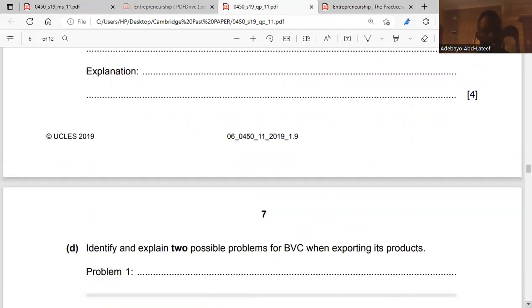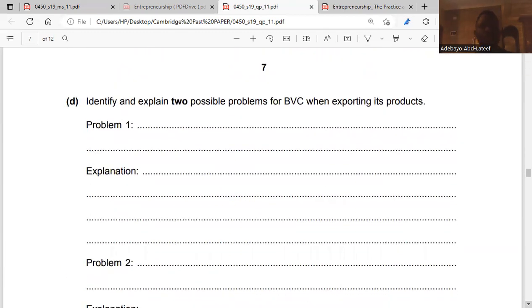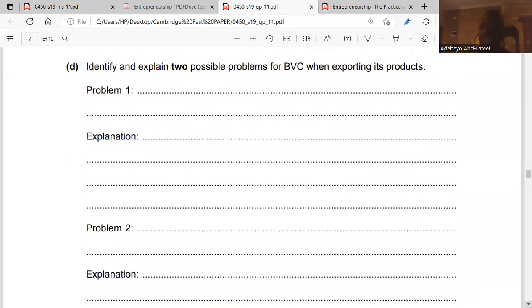Okay, then D. Identify and explain two possible problems for BVC when exporting its products. So when you are exporting your product, that's exportation. One of the problems you could face when you are exporting is difference in language. That's number one. Another problem you could face is the exchange rate. That's number two. Another problem you could face is government restrictions, which could be quotas. So the government of the country that you are exporting to might limit the quantities that you are able to export. So those are the problems about that.